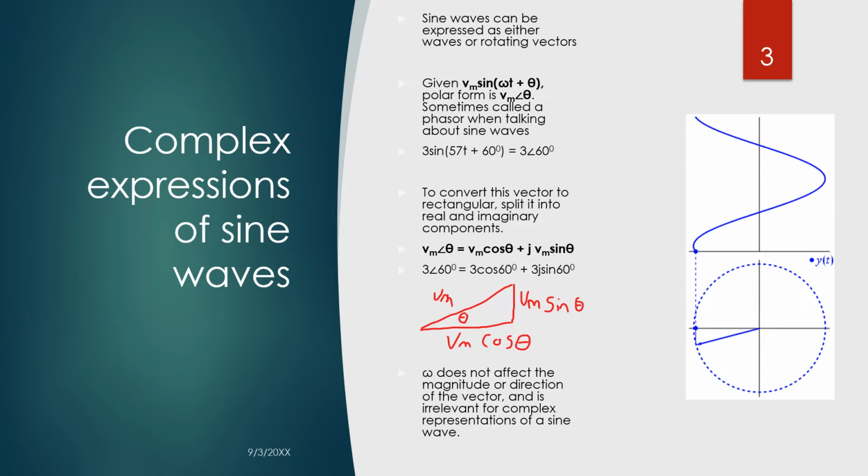And of course, in order to convert that into rectangular, all you will do is grab that and split it into its real and imaginary components. So for a given sine wave Vm at phase offset theta, you will express that as Vm cos theta plus jVm sine theta in order to get the rectangular form of that sine wave. It is important to note that omega does not matter, as that affects the speed of the rotation of the vector, which is not relevant.